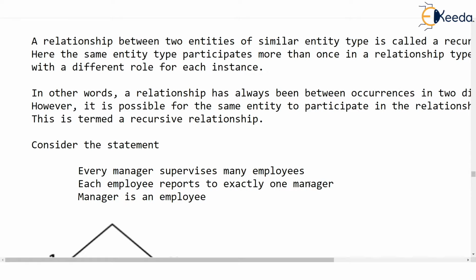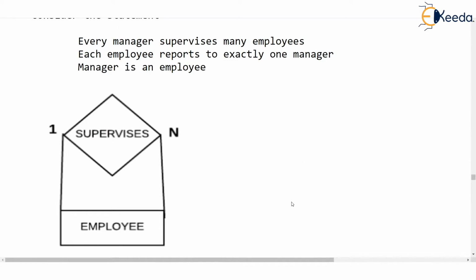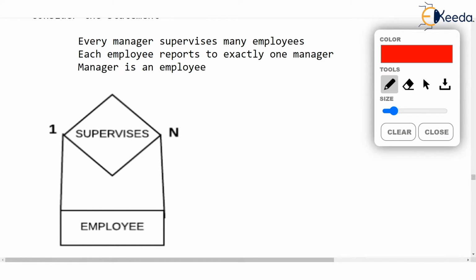Just check that there are some managers in the company and every manager supervises many employees. But if you take a single employee, one particular person, that person reports to exactly one manager. And the last point written is very important: manager is an employee. So what you see here is the recursive relationship, which says that employee supervises employee. That's how you can read this.